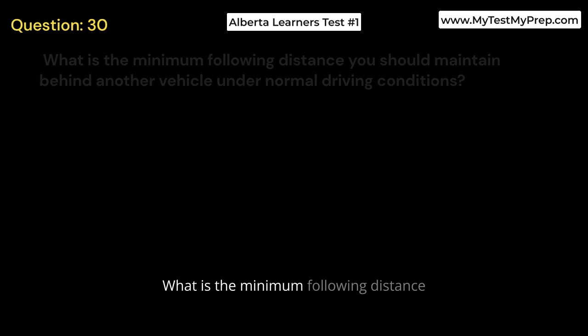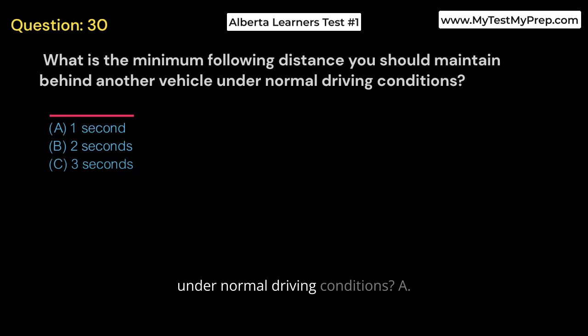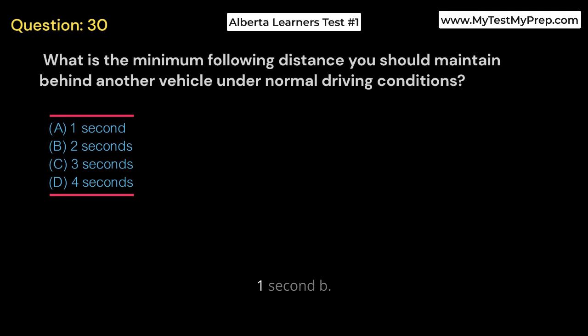What is the minimum following distance you should maintain behind another vehicle under normal driving conditions? A. 1 second. B. 2 seconds. C. 3 seconds. D. 4 seconds. Answer C. 3 seconds.